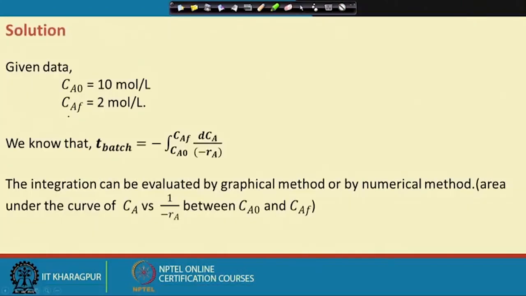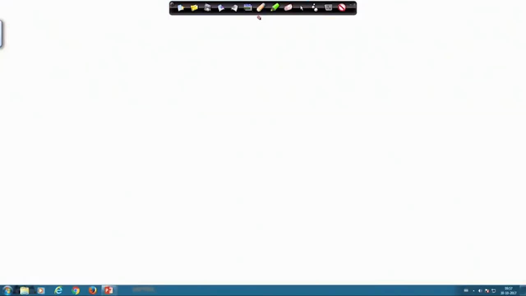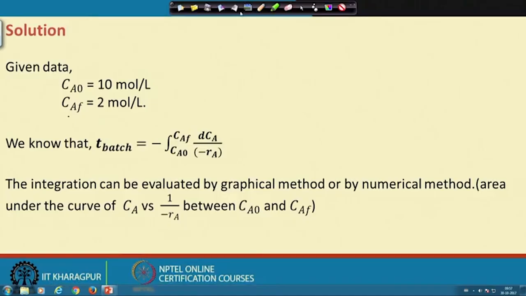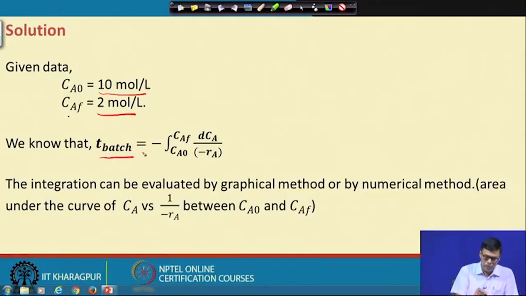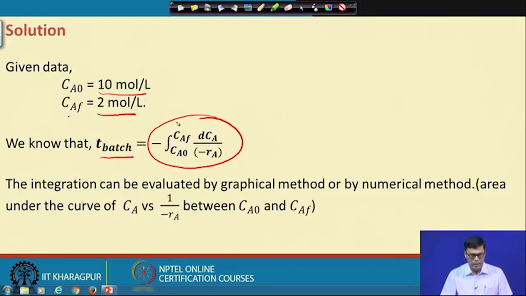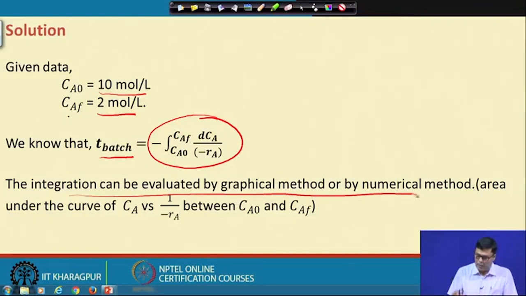So, in this problem, what is given: Ca0 is 10 moles per liter, and CaF is 2 moles per liter. Am I right? And the batch time, as I showed you, we calculated like this: integral of dCa by minus Ra, from Ca0 to CaF.